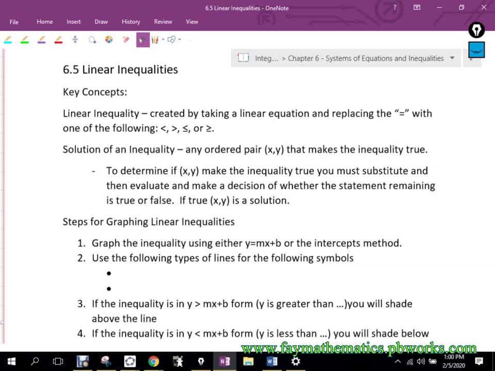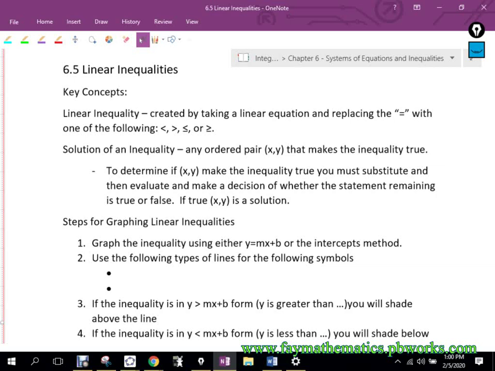The little bullet here says determine if x and y make the inequality true. You just substitute. You take the x and y from the ordered pair and plug them into your inequality, and evaluate both sides. You'll be left with 2 numbers being compared to one another with an inequality symbol. You have to answer, is it true or is it false? I'll tell you what you do if it's true, and what you do if it's false. If it's true, that point is a solution, and we'll want to somehow identify that it's a solution. If it's false, it's not a solution.